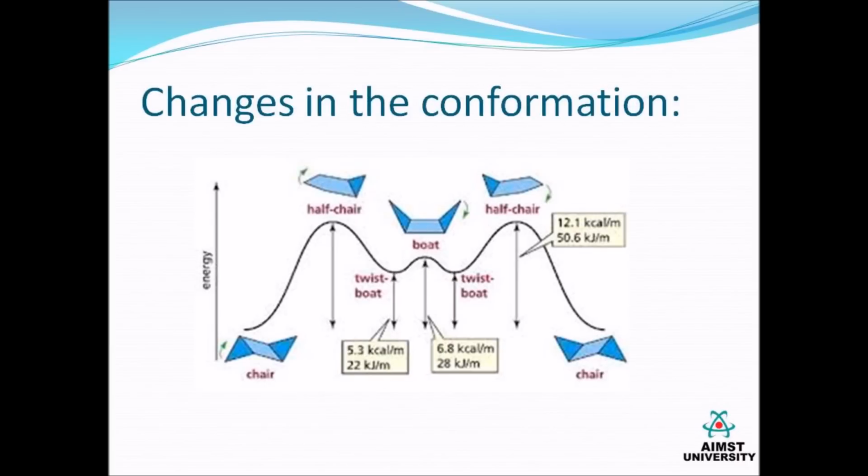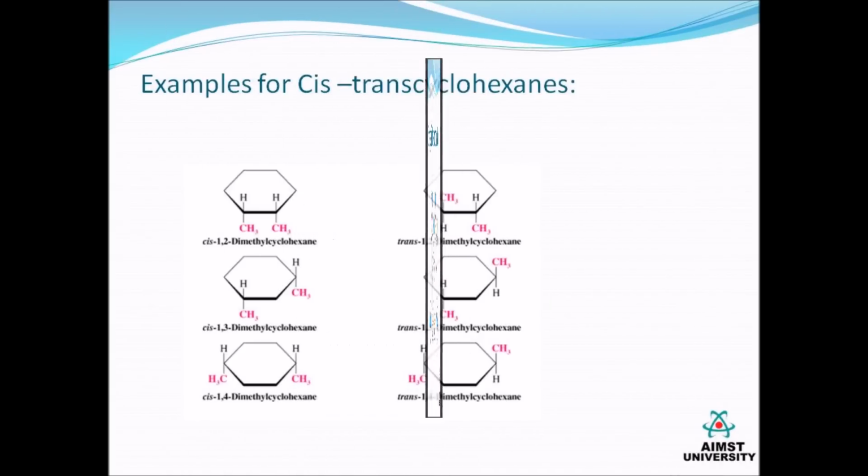This is a diagram showing the changes in the conformation along with the energy. The lowest energy is observed in the chair form of conformation, and also in the twisted boat, compared to the half chair and full boat forms. Let us see an example of cis-trans cyclohexanes.